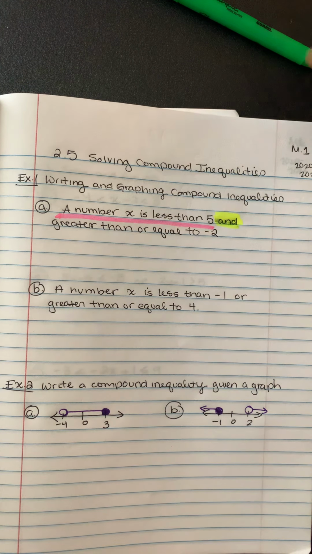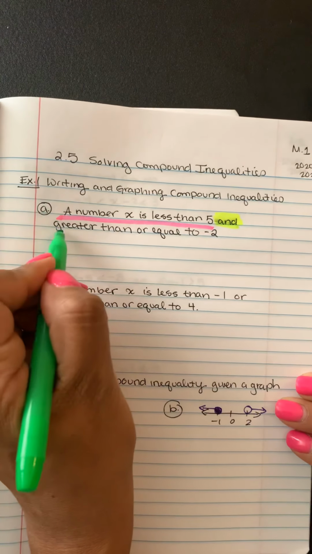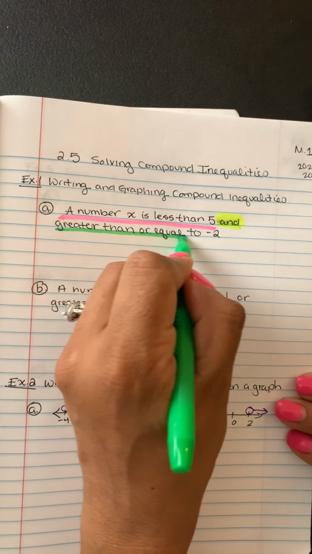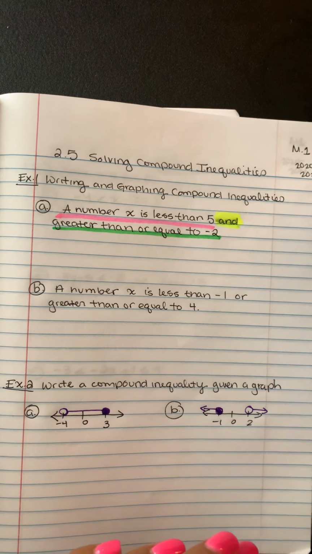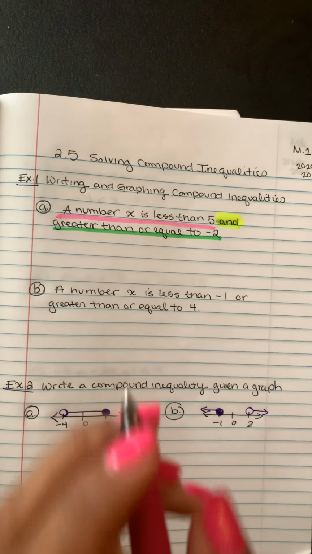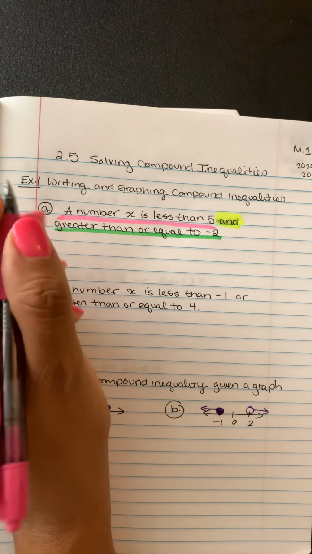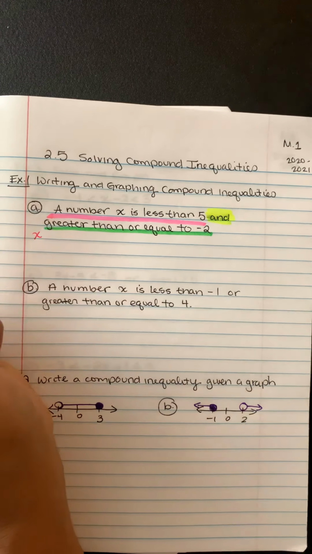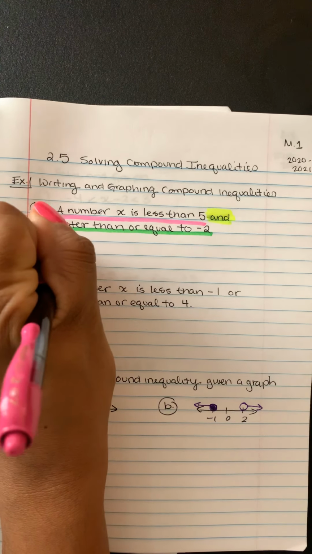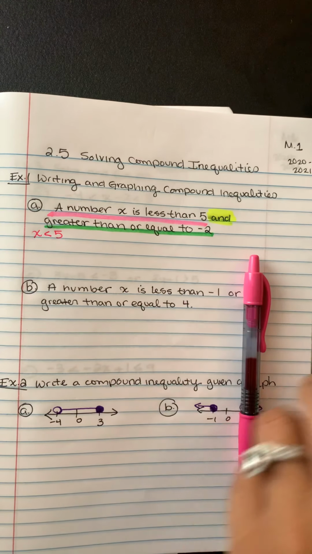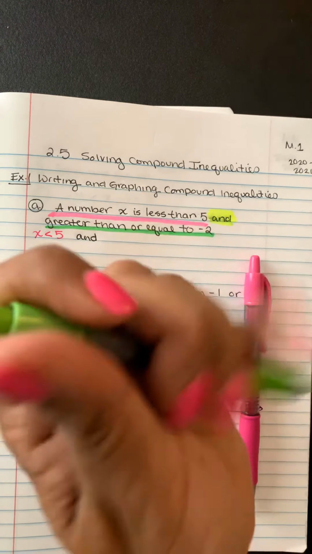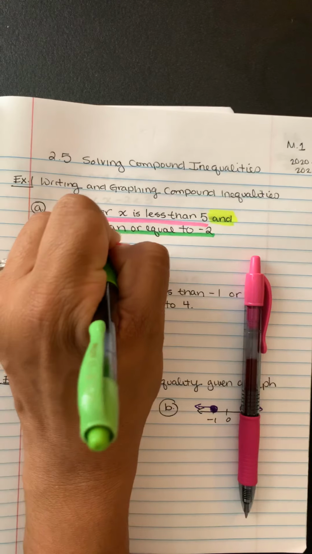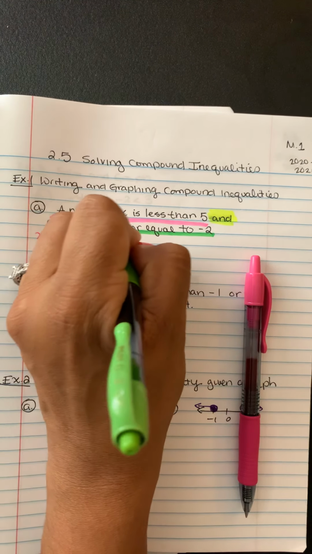And then it gives us another expression, so that number x is also greater than or equal to -2. I'm going to use the colors pink and green. You don't have to use those colors, but I like to color code things. So when I write a number x is less than 5, and there's our "and," we have x is greater than or equal to -2.